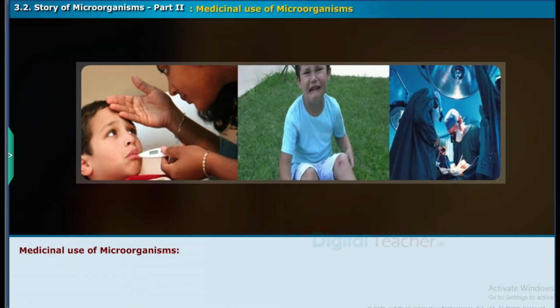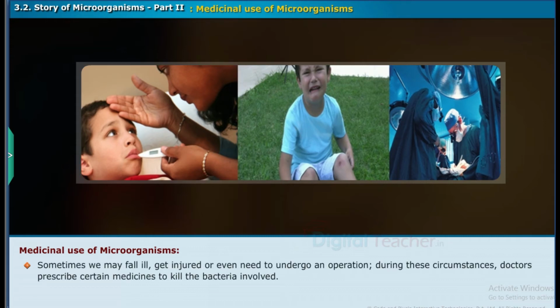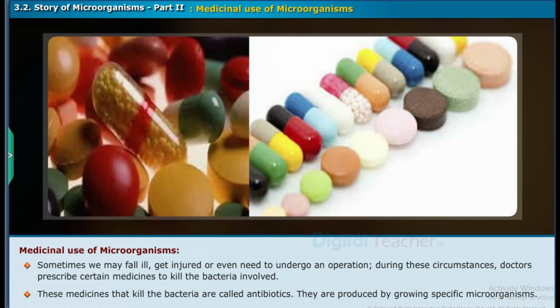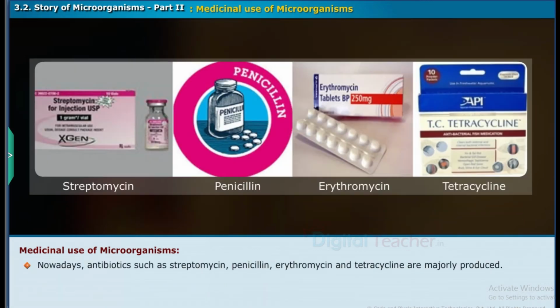Let us learn about medicinal uses of microorganisms. Sometimes we may fall ill, get injured, or even need to undergo an operation. During these circumstances, doctors prescribe certain medicines to kill the bacteria involved. These medicines that kill the bacteria are called antibiotics. They are produced by growing specific microorganisms. Nowadays, antibiotics such as streptomycin, penicillin, erythromycin, and tetracycline are majorly produced.